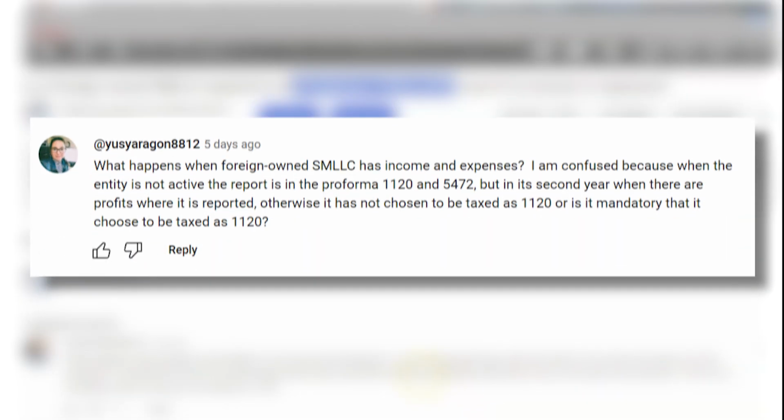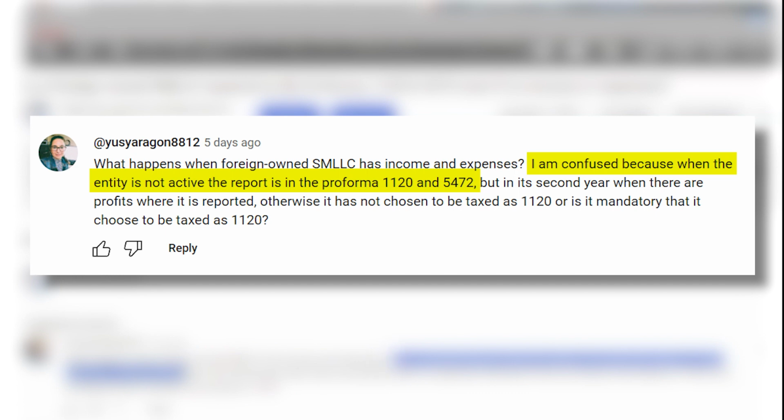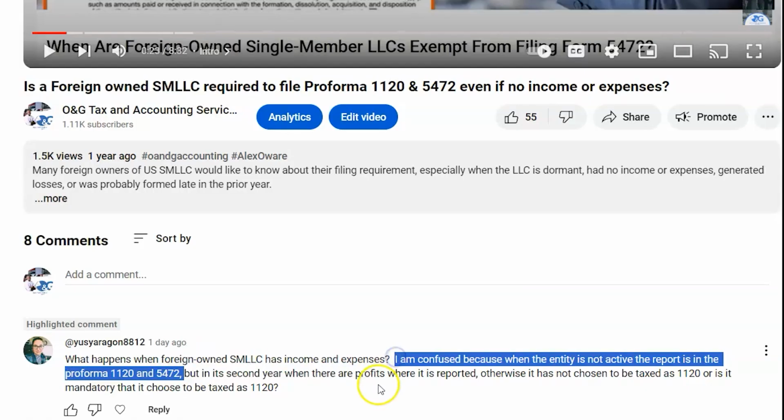Now let's go on to the second question. It says, I'm confused because when the entity is not active, the report is in the Proforma 1120 5472. Now, this is a wrong statement, okay? The entity does not have to be active or inactive for you to have a reportable transaction. As long as you have related party transactions, you have to file Proforma 1120. It does not matter whether the entity is active or inactive.